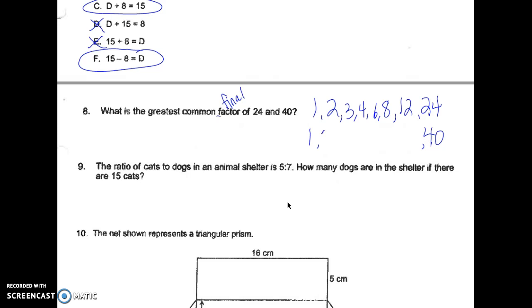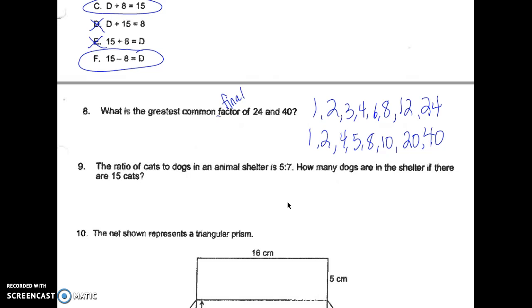Okay, so then I'm going to do 2 times what number is 40? 20. 3. 3 can't even go in. 4. 4 times 10. 5. 5 times 8. 6. 7. Okay, so I'm done. I've now found the final number of factors.